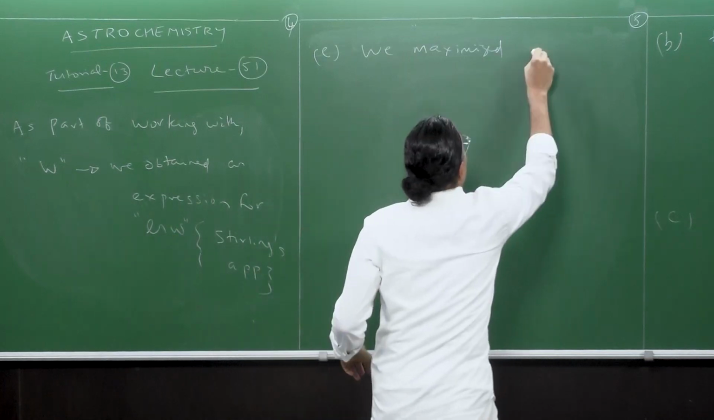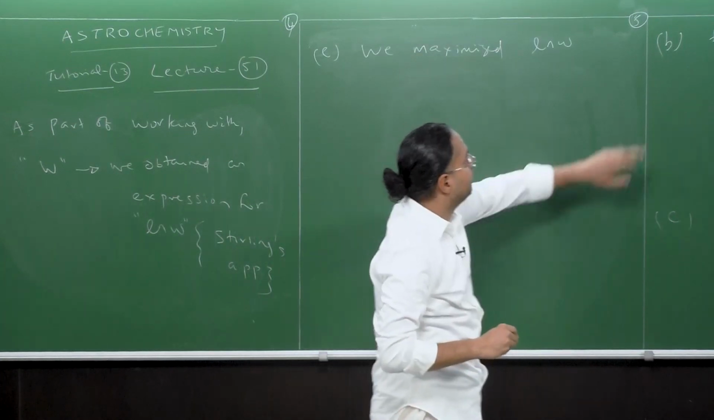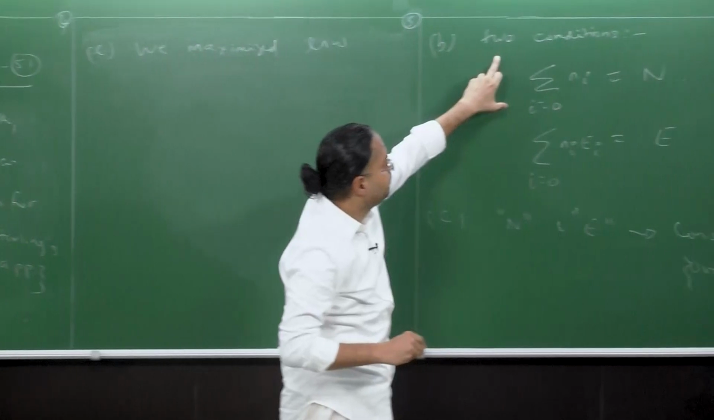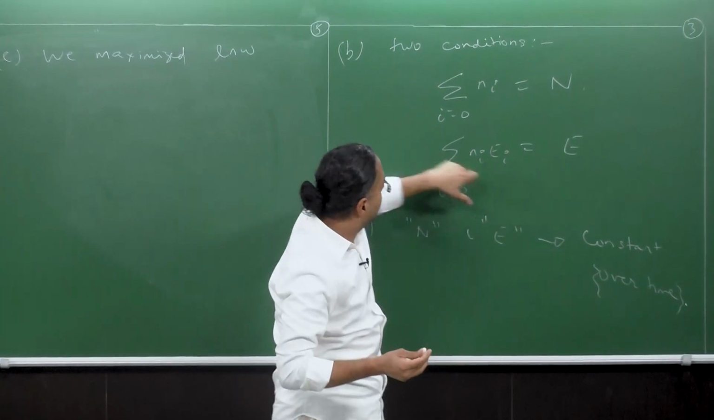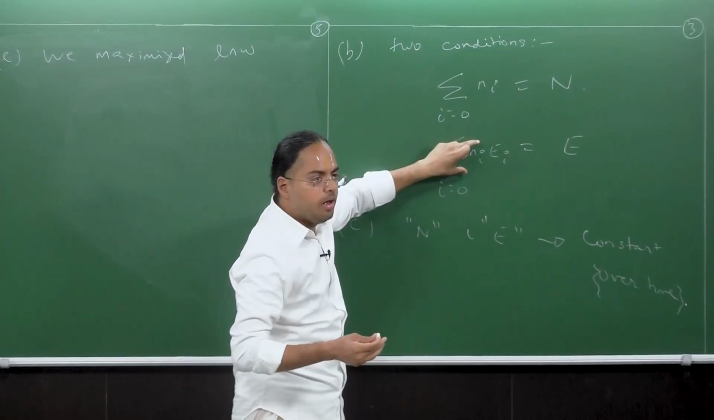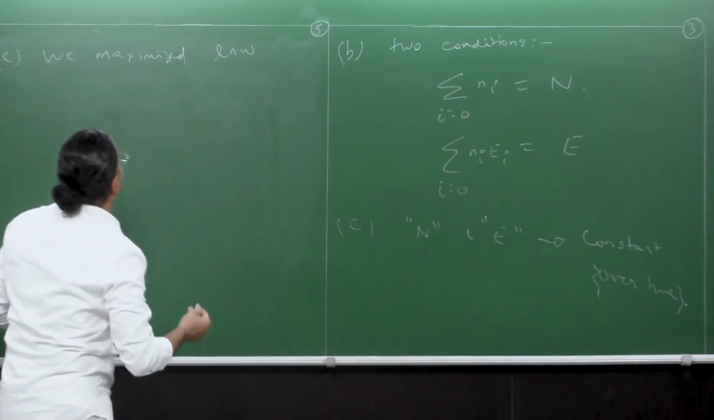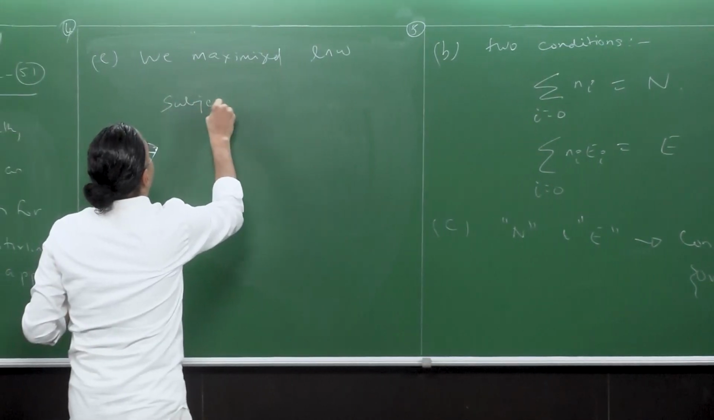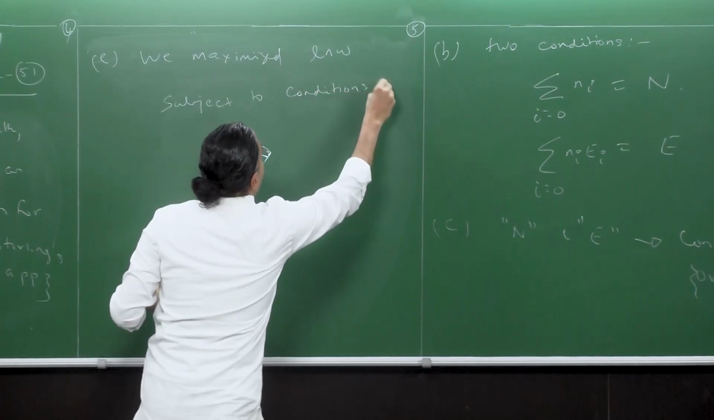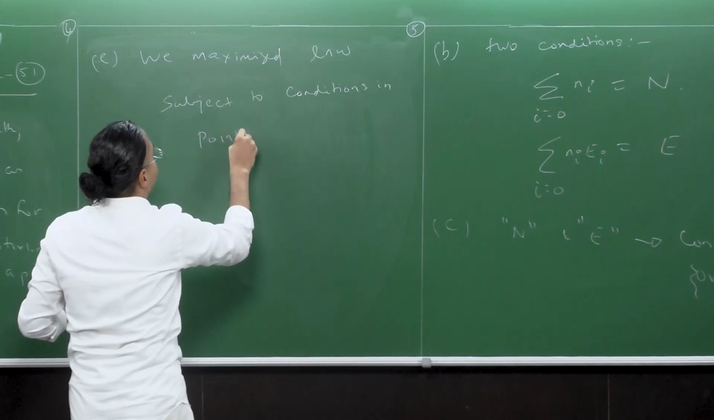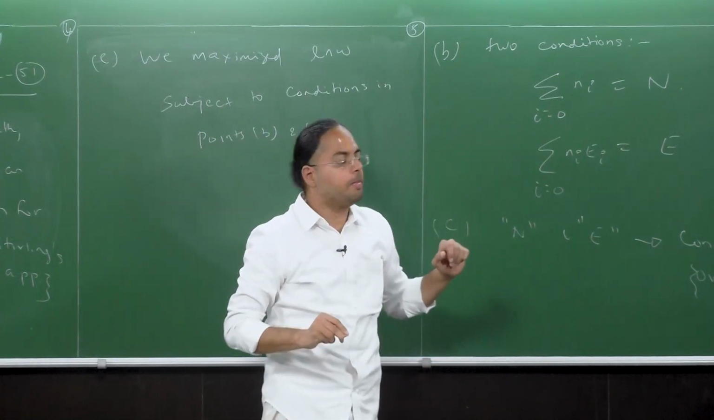we maximized ln W, right? We obtained the maxima for W subject to the conditions given in point B. That is, the total number of molecules is a constant and the total energy of the system is also a constant, such that the expressions for E and N are given here. Capital E and capital N are given over here. So we maximized ln W subject to the conditions in points B and C right here. So these were the conditions we used.